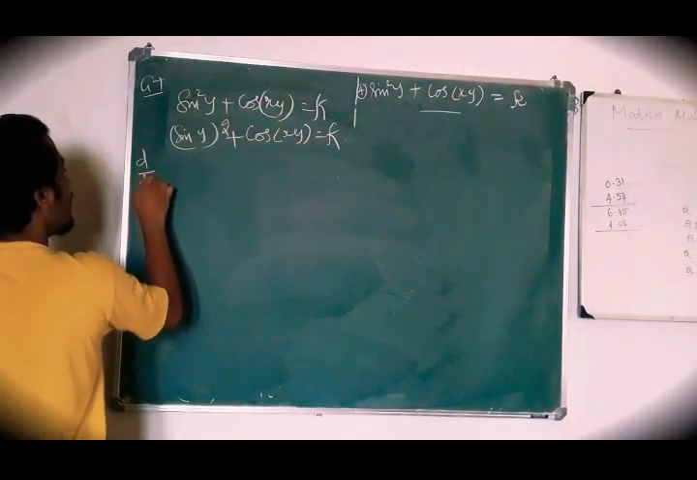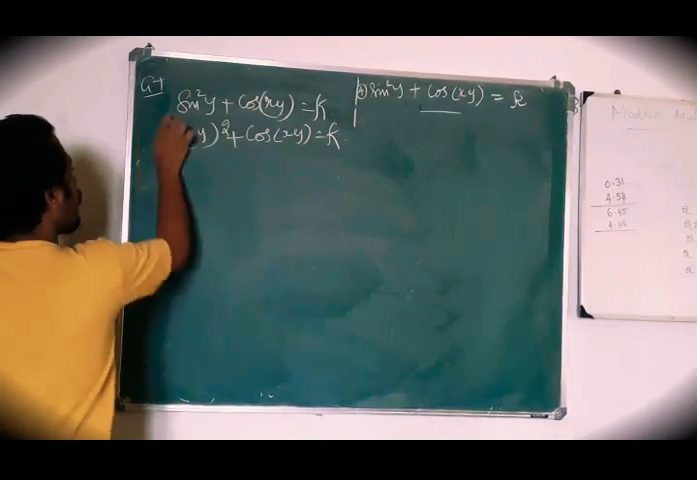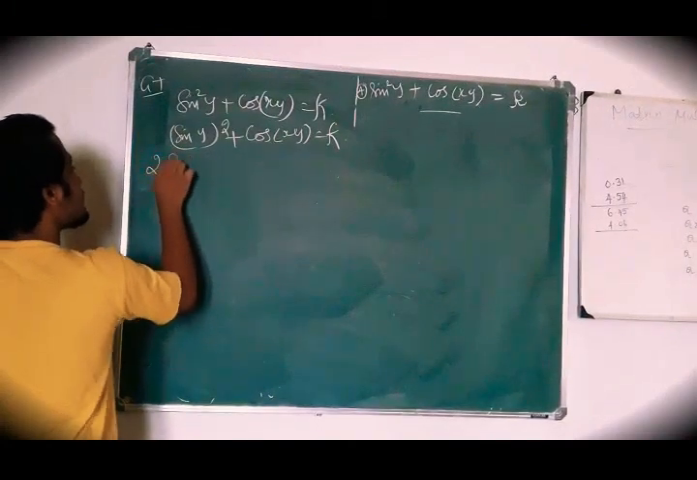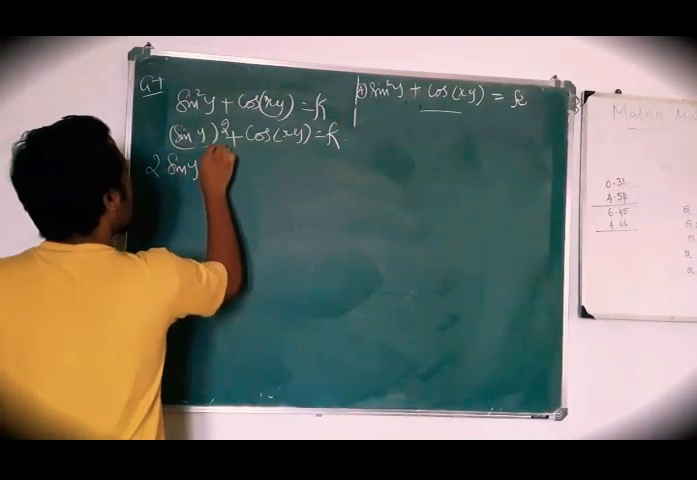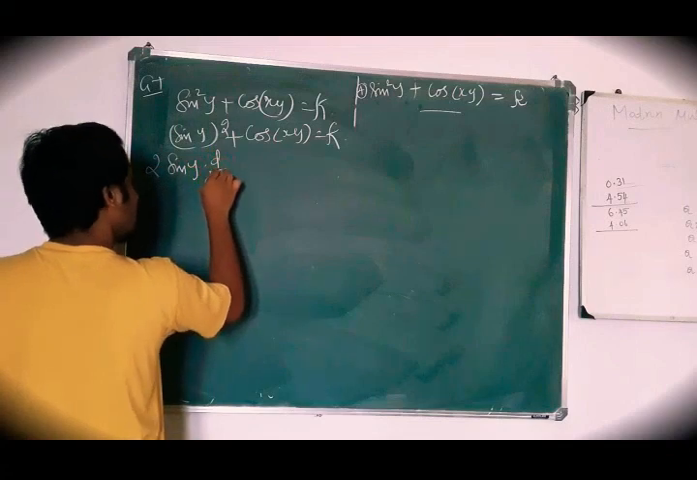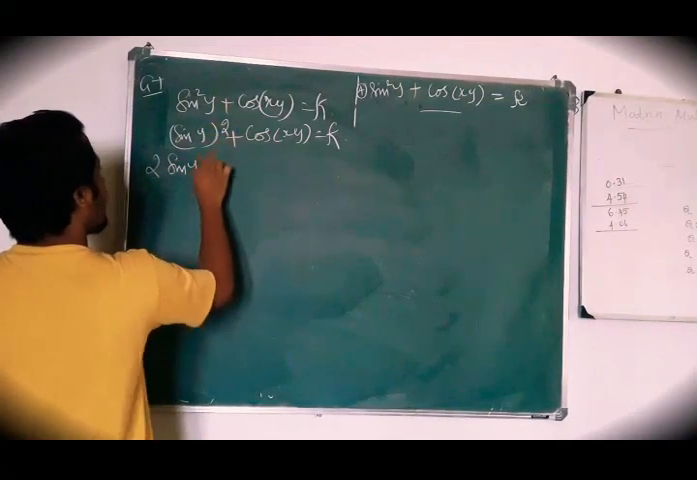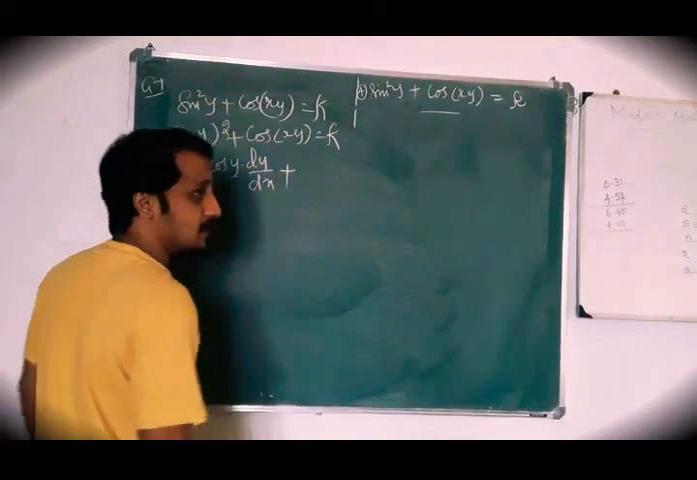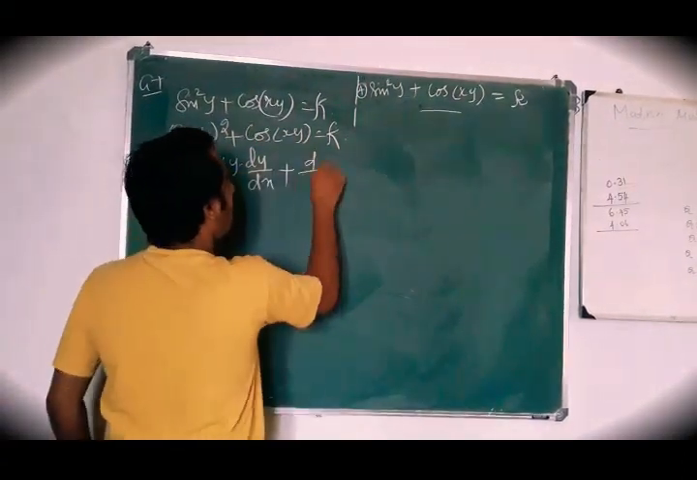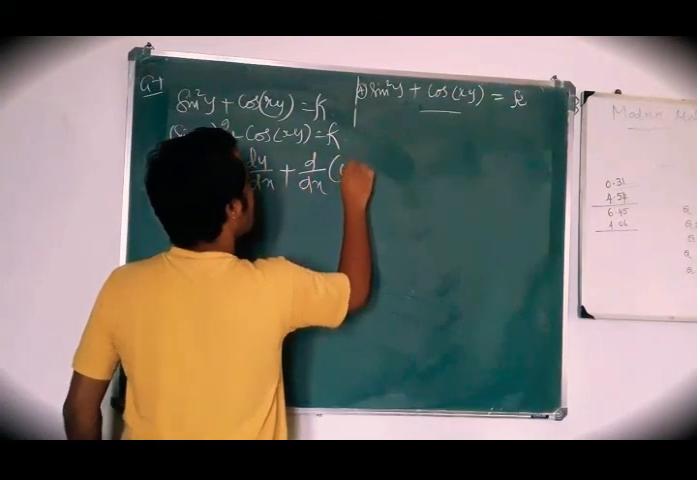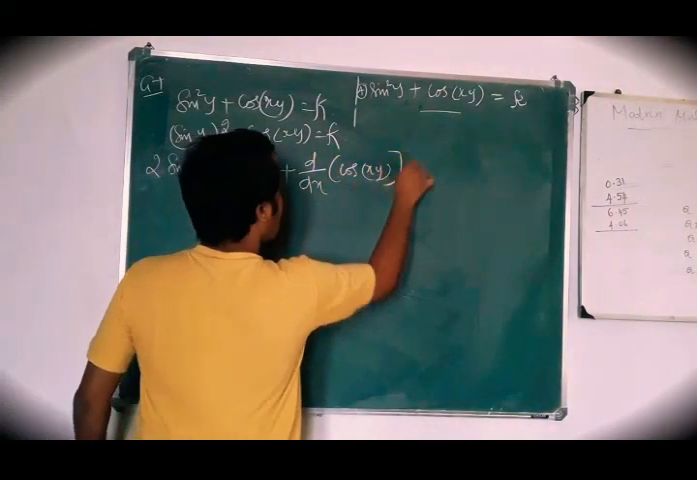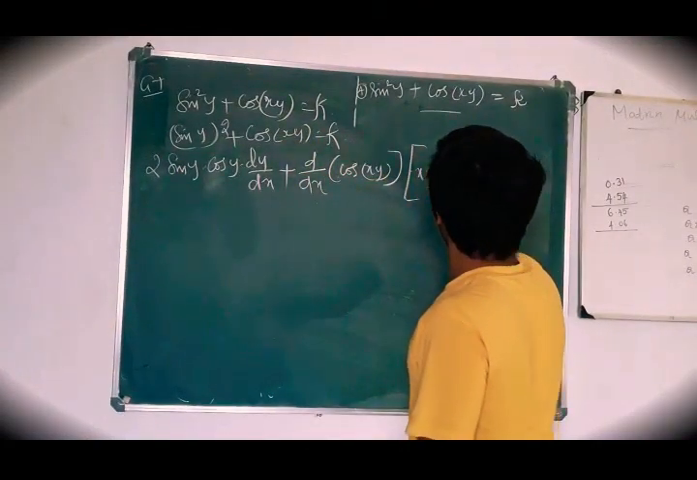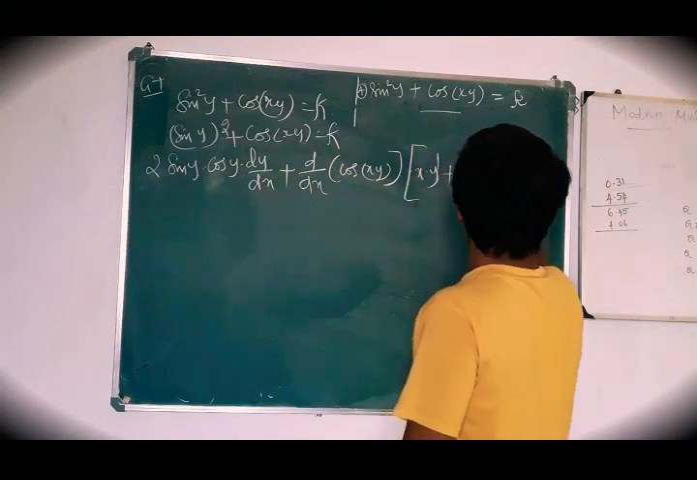So, d by dx of sin y the whole square, that means 2 sin y into derivative of sin y, which is cos y. Derivative of sin y is directly cos y. So 2 sin y cos y into dy by dx plus derivative of cos of xy into derivative of this one, product rule, that means x into y dash plus y into 1, is equal to 0.